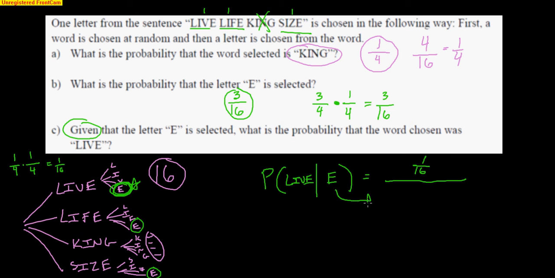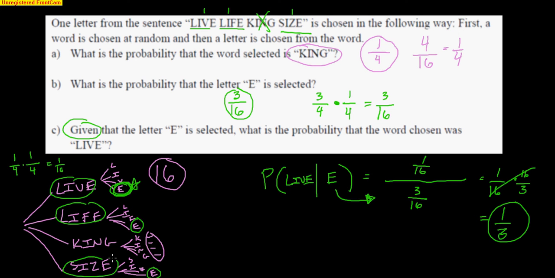Now in the denominator, I'm going to use my formula. So in the denominator goes the probability of getting the letter E, which we already found to be 3/16. So when I take 1/16 and multiply it by the reciprocal, 16/3, the 16s cancel, and I get a final answer of 1/3. Now, how else does this make complete sense? Well, if I picked the letter E, I must have had the word live, life, or size.